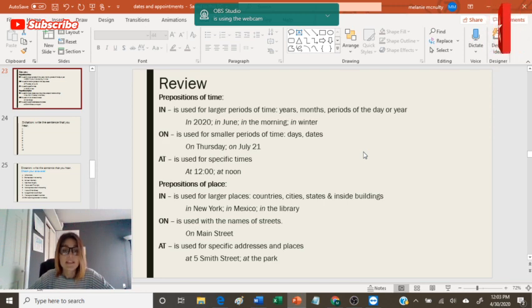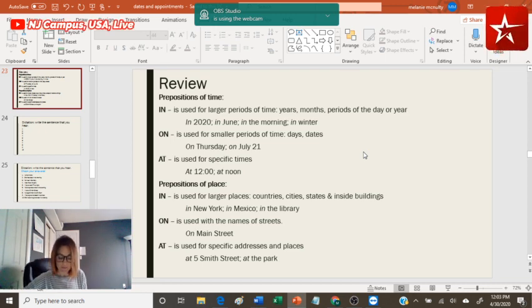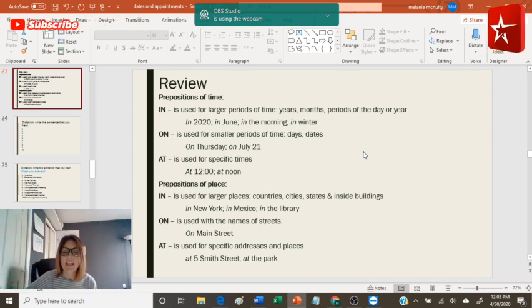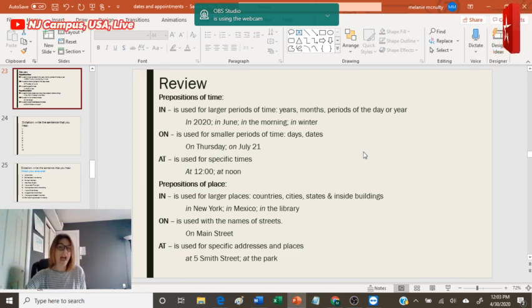And it's similar for places, where in is for very large places, countries, cities, states, and also for inside a building. In Mexico, in New York, in the library. On is used for the names of streets, on Main Street. And we use that if we aren't talking about the specific number in the address. If we are talking about that specific number, then we would use at 5 Smith Street or at the park.